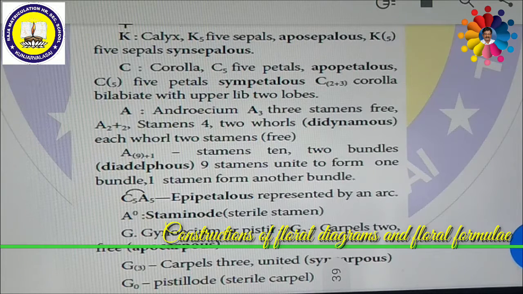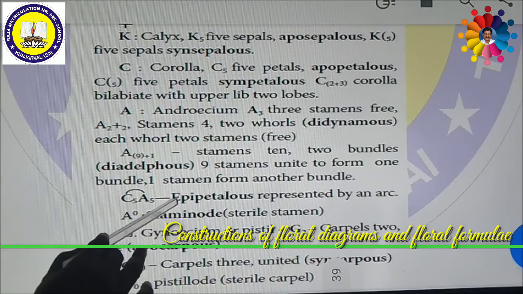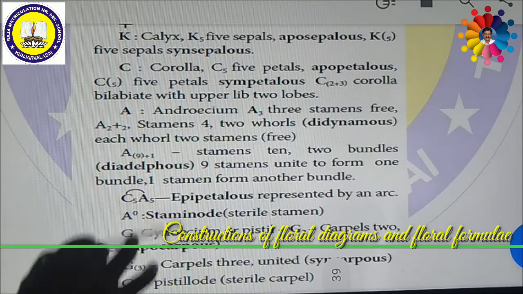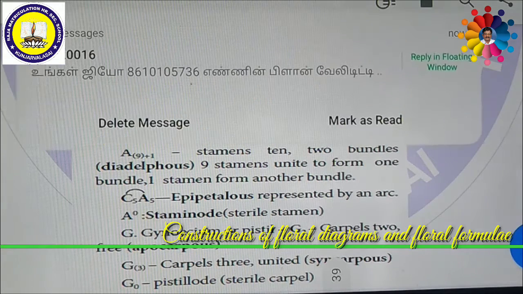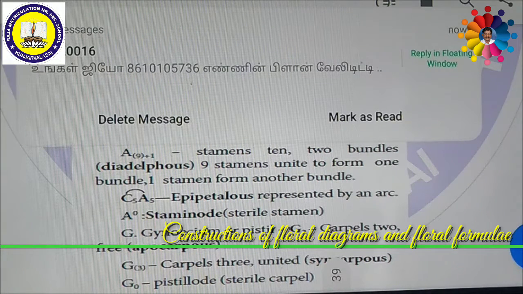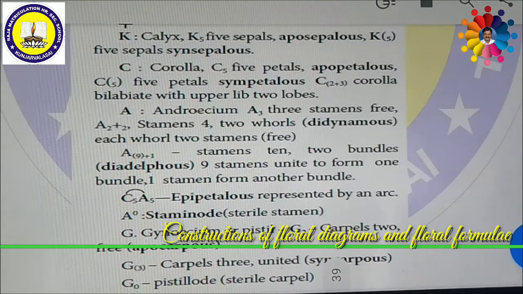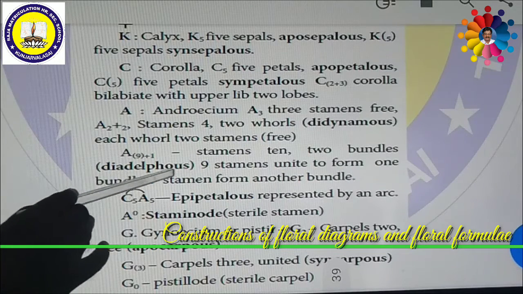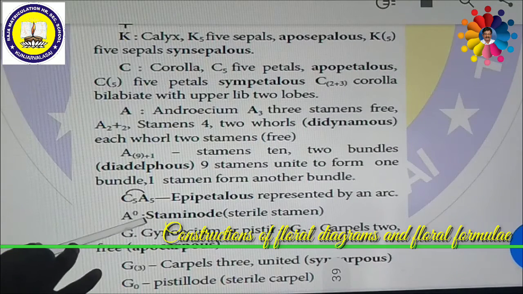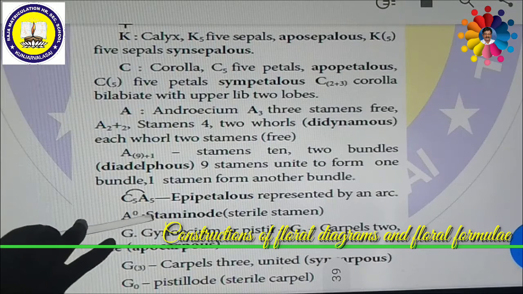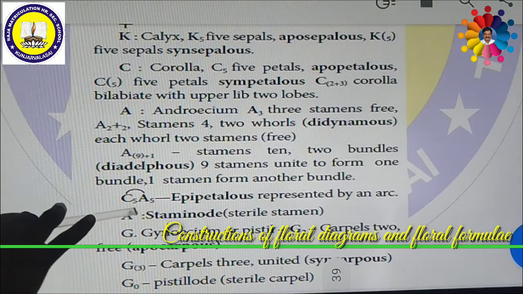Then epipetalous. That means stamens are attached with petals. It is called epipetalous stamen. Then this will be represented by an arc joined together by the corolla and androecium. This is called epipetalous. Then staminate flower. Staminate flower means staminode flower. Staminode flower means sterile stamen. That means it is only a male flower, the female part is absent, and the male flower is in sterile condition. It is represented by A0.